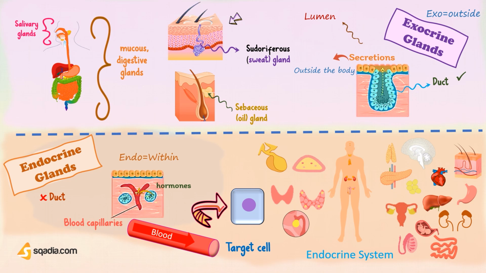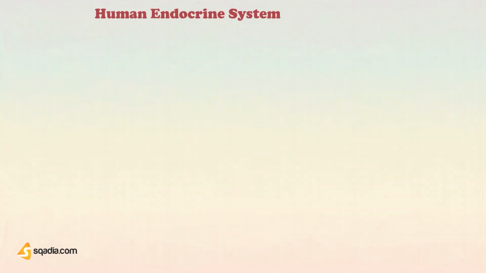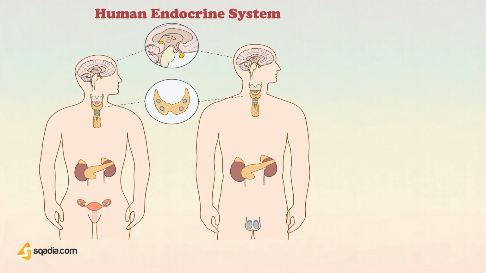No need to worry, we will discuss these glands and secreting tissues in detail in the next video section, in a very simple way, step by step. Let's take a closer look at the different endocrine glands within the human endocrine system.